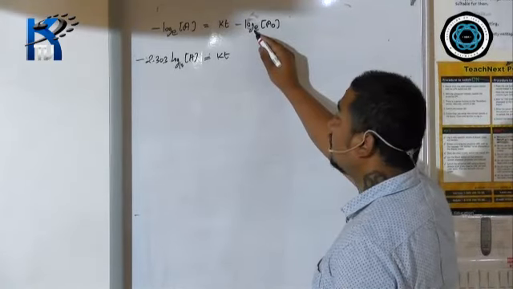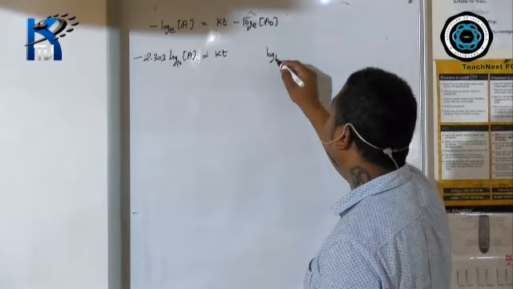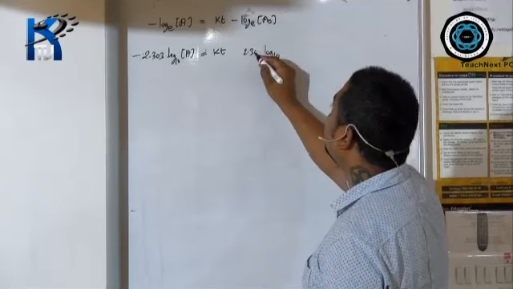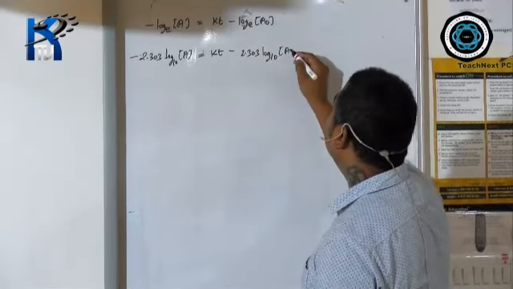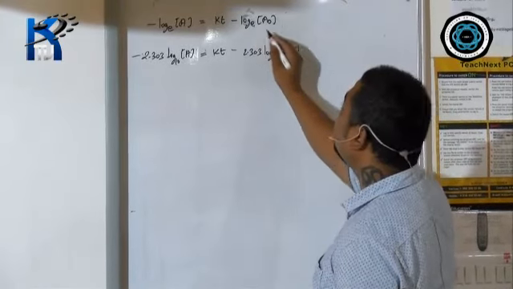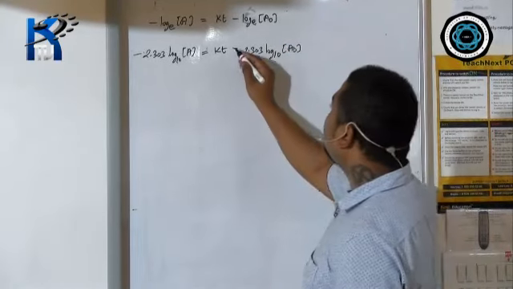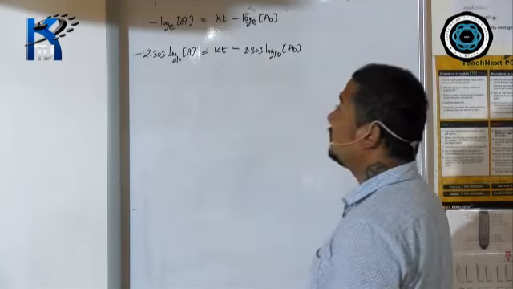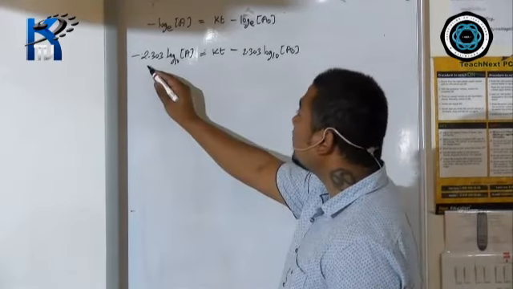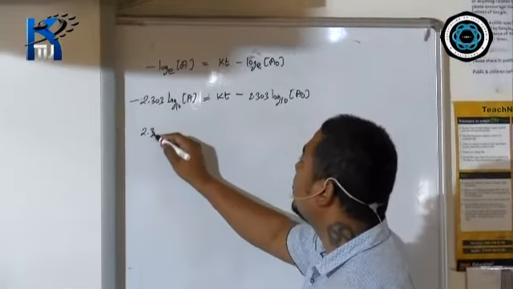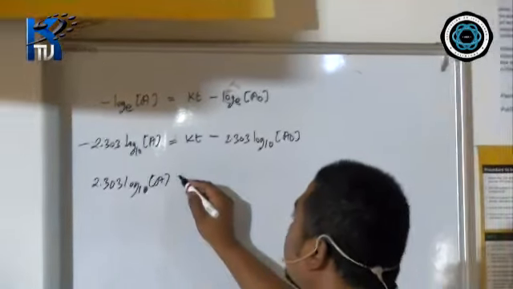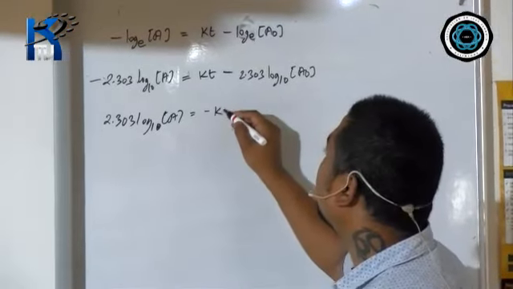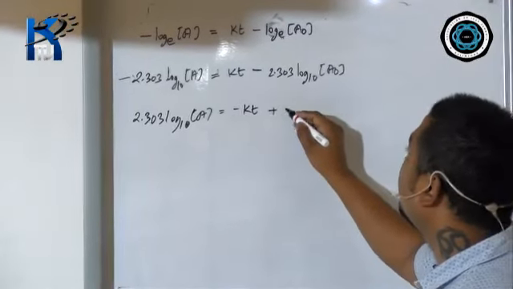Here also, whenever you want to convert base e to base 10, we need to multiply with 2.303. A naught. So I have replaced log base e with base 10. After this, students, we will take the minus sign common. So when you take the minus sign common, minus will become plus, plus will become minus, and again minus will become plus.